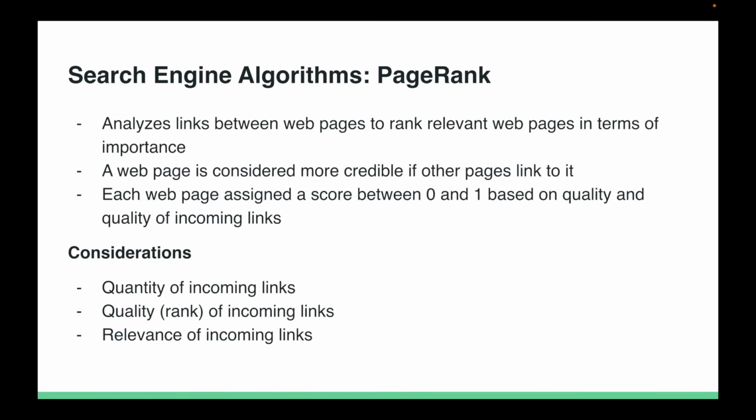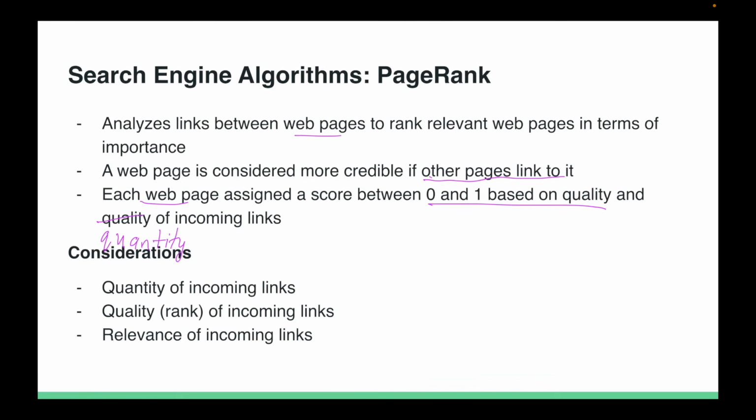So basically what the PageRank algorithm does is it analyzes links between web pages to rank relevant web pages in terms of importance. So a web page is considered more credible if other pages link to it, like our New York Times example, right? Like the New York Times is probably going to be considered pretty credible because a lot of websites will link to it. Each web page is assigned a score between 0 and 1 based on quality and actually quantity of incoming links. Sorry for the typos. I did this really, really quickly. I'll explain a little bit more about that towards the end. But anyways, quality and quantity of incoming links.